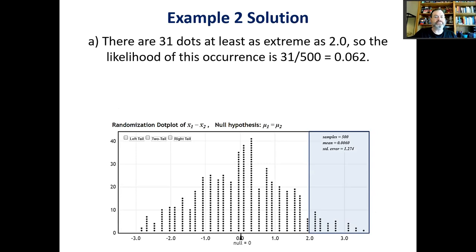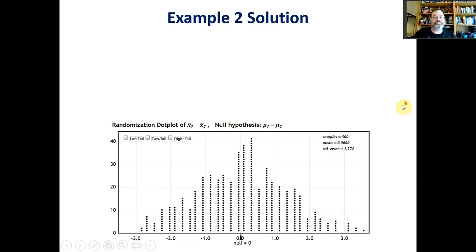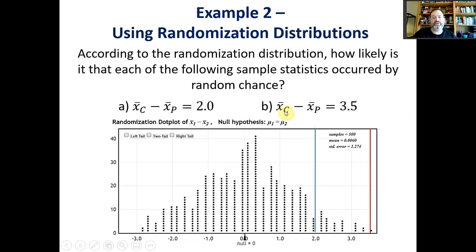And it turns out that there are 31 dots at least as extreme as 2.0. So 2.0 is this vertical measurement here, right? It's the number line at the bottom, so we're just going up and going to the right. So the likelihood of this occurrence is 31 out of 500, 0.062. What this is saying is that about 6.2% of the dots in the distribution are at this value or more extreme. All right, let's look at B.